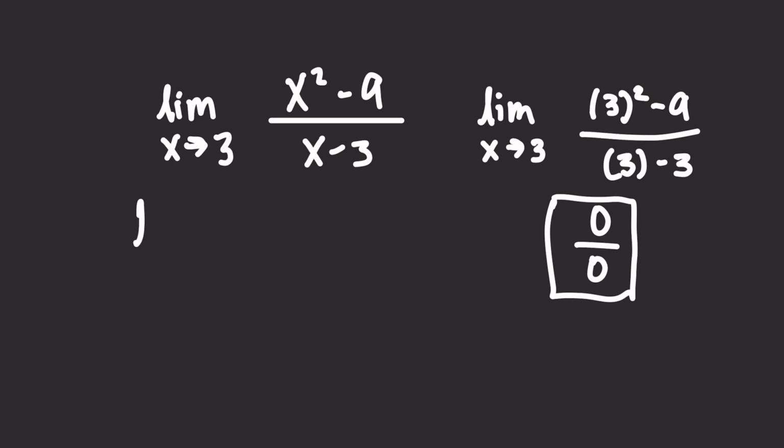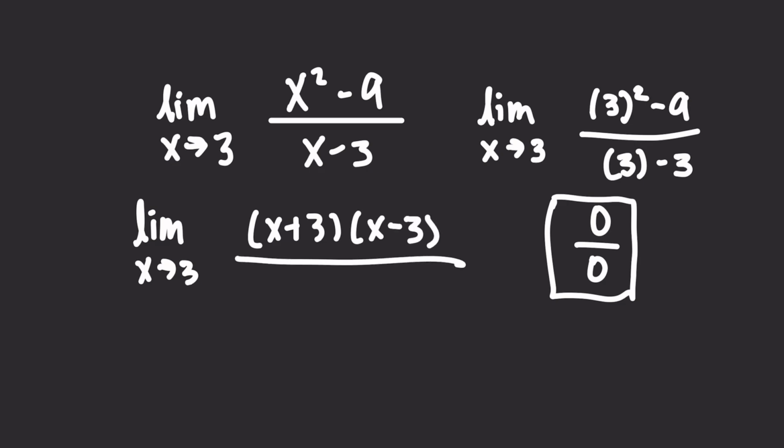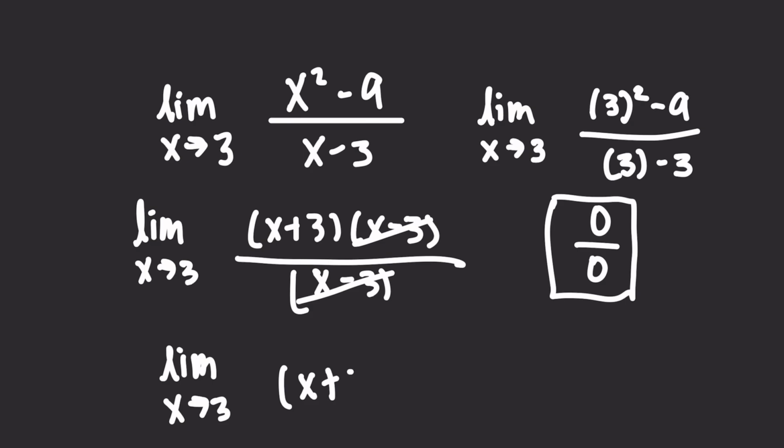So if I do this again, limit as x approaches 3, we can factor this x squared minus 9 to be x plus 3 and x minus 3 over x minus 3. So right now we can cancel out the numerator and the denominator, this x minus 3. So let's cross that out here. And now let's rewrite limit as x approaches 3. We have x plus 3.